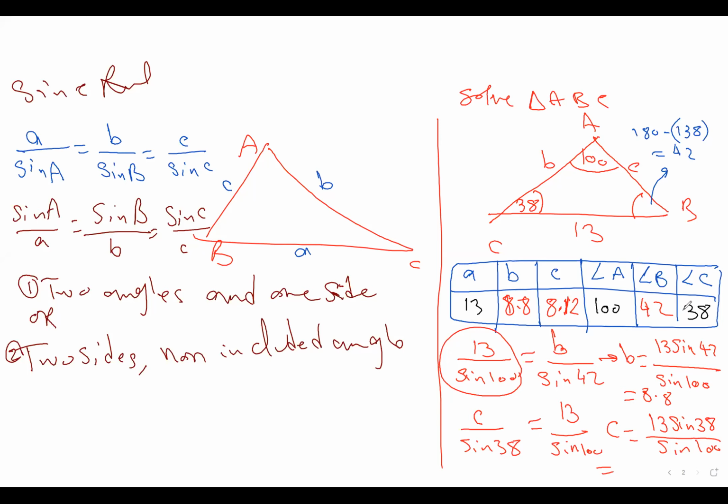Okay, so you have to compare between them. Approximately, you can accept the relation between them. The greatest side is opposite to the greatest angle. The longest side is opposite to the greatest angle, and the shortest side is opposite to the smallest angle. It's okay.